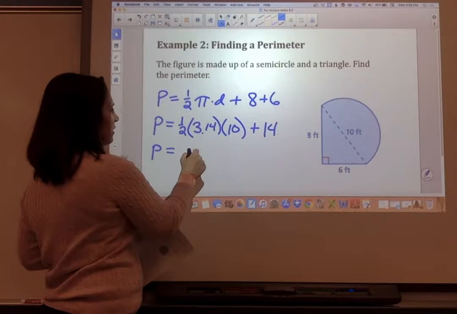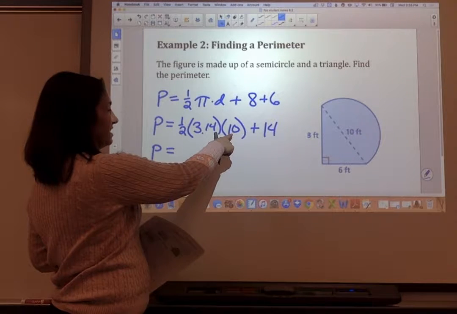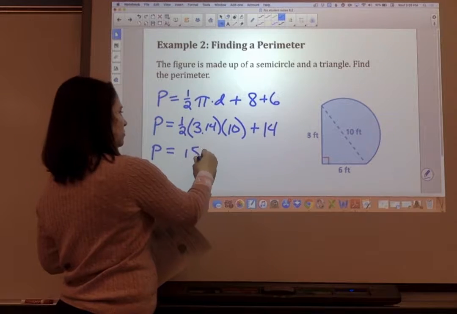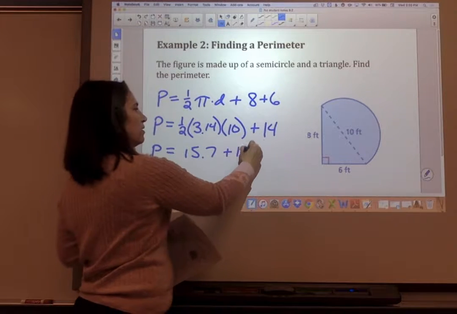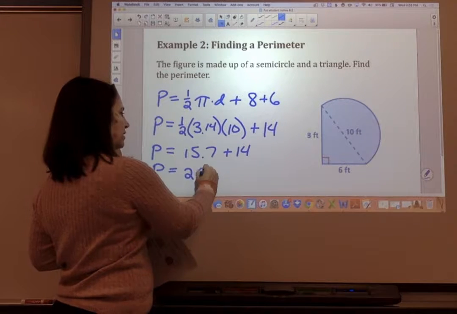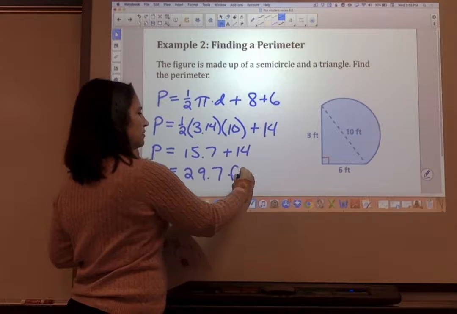And then perimeter equals, let's see, 3.14 times 10 is 31.4. Half of that would be 15.7 plus 14. Our perimeter is 29.7 feet.